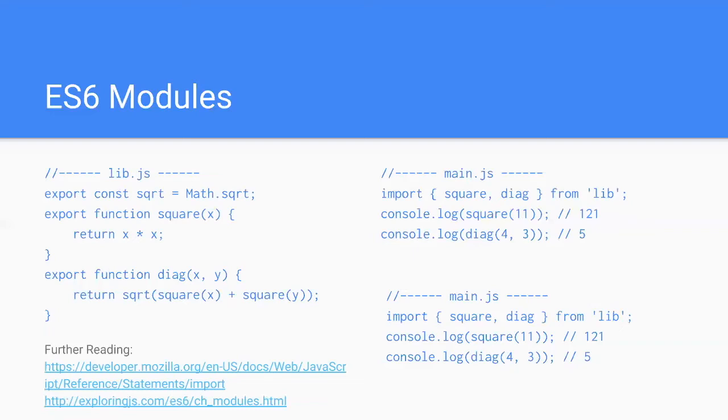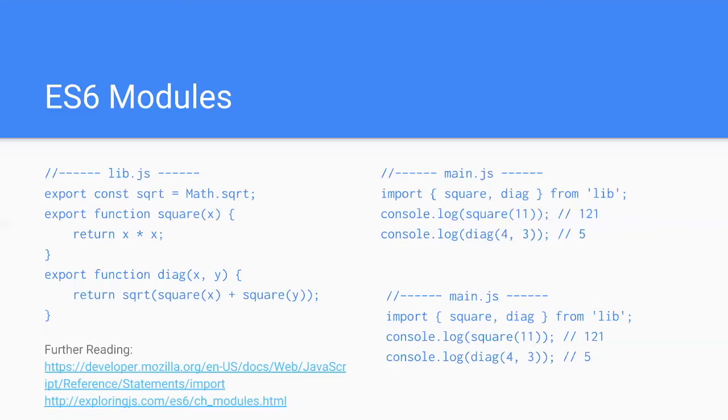Or sorry, it doesn't take the square root, it returns a square, whatever value squared. We can also do a diagonal function. Those are just different functions that we're exporting using that export keyword. So now we can import those from our library file.